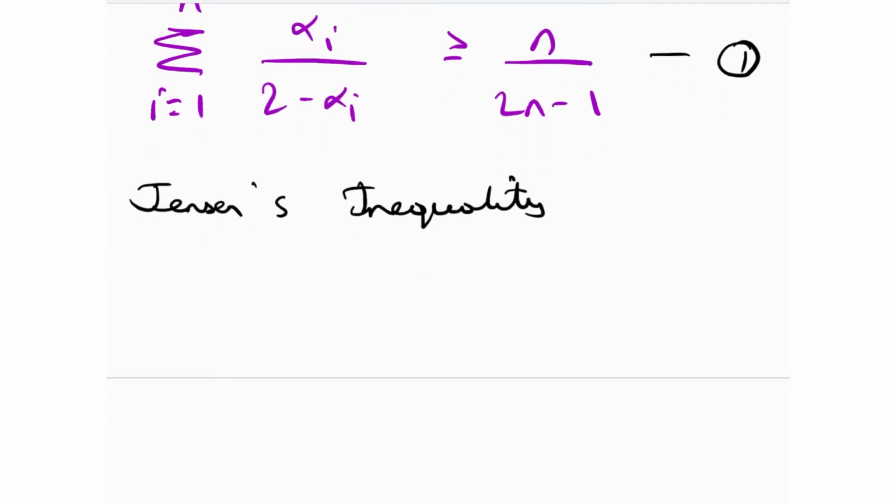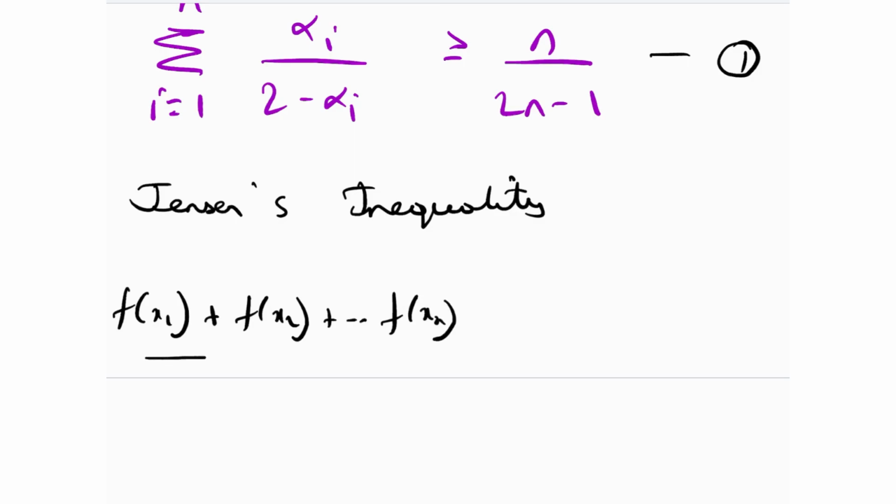So Jensen's inequality essentially is something that deals with means. But it doesn't deal with means of numbers, it rather deals with means of functions. So it essentially states that f of x1 plus f of x2, just sum all the way up to f of xn, divided by n.